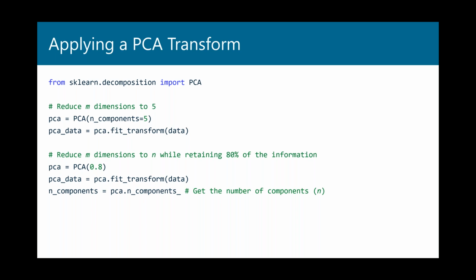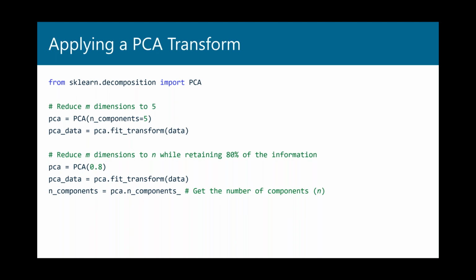Now, the good news is you're never going to have to do that yourself. Why? Because libraries like scikit-learn do it for you and make it dead simple. Scikit gives you a class named PCA, all caps. If you want to take a data set of any arbitrary number of dimensions and reduce it to, say, 5 dimensions, it takes 2 lines of code to do it.